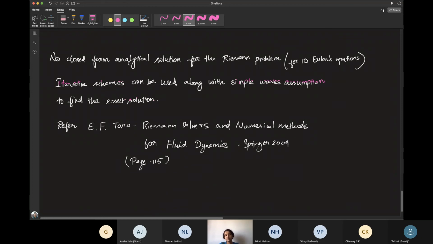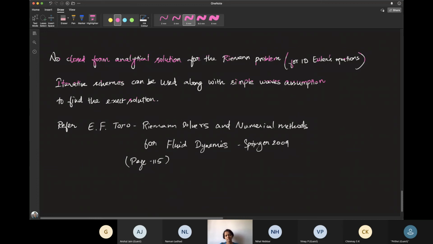So even for this, we don't have a closed form analytical solution. Riemann problem is just a simplified initial condition. Even for this, we don't have a closed form analytical solution for 1D Euler's equations. For scalar equations, we saw the solutions already. But when we go to systems, a simple example for systems is 1D Euler's equations. And in that, when we consider a simple initial condition, that is a Riemann problem, even for that, we don't have a closed form analytical solution.